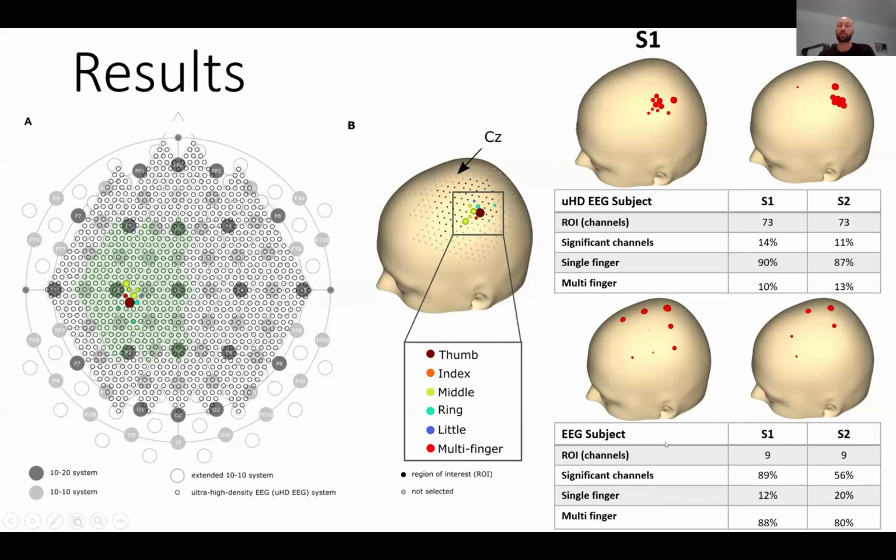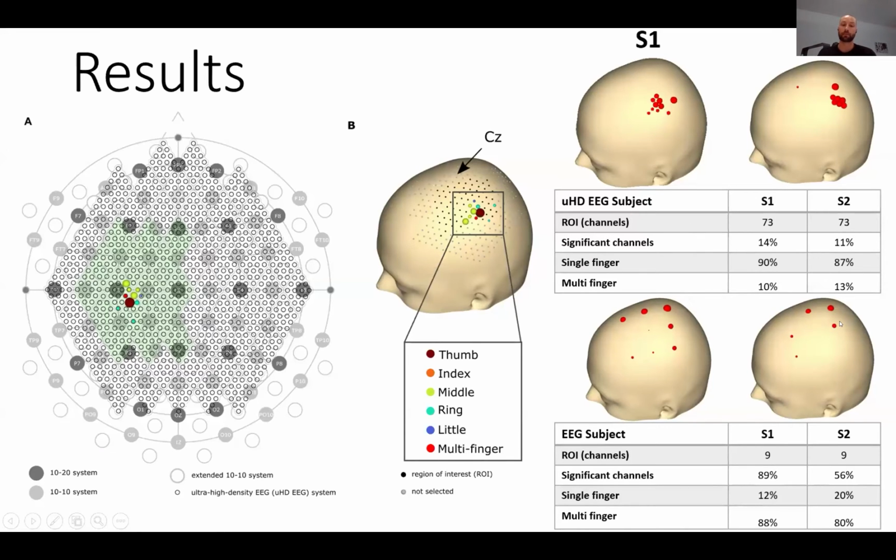So we see here the plot of the significant channels, which shows for the ultra high density a focal spot, and the region of interest is 73 channels. Of these, we have 14% significant. Compared to the EEG subject, we have 89% significant, which means we have a very broad area of activated channels. So we can also see here that this spatial resolution improvement shows us this focal spot with the significant channels.